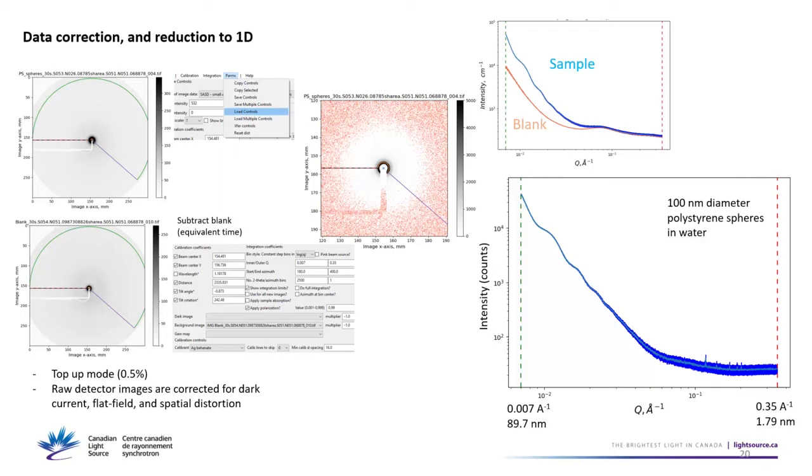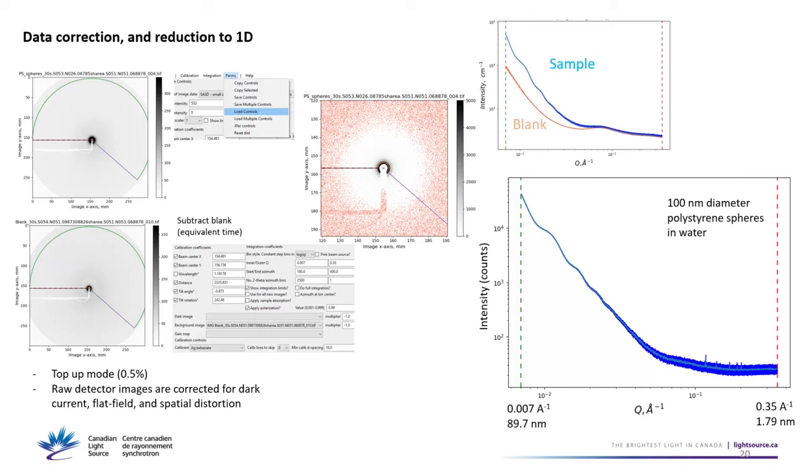It's often only after you do a background subtraction. Just like in UV-vis spectroscopy, you'd have a blank cuvette with your buffer. You need that in order to subtract off from your data. And then what you're left with is the scattering from your sample itself.